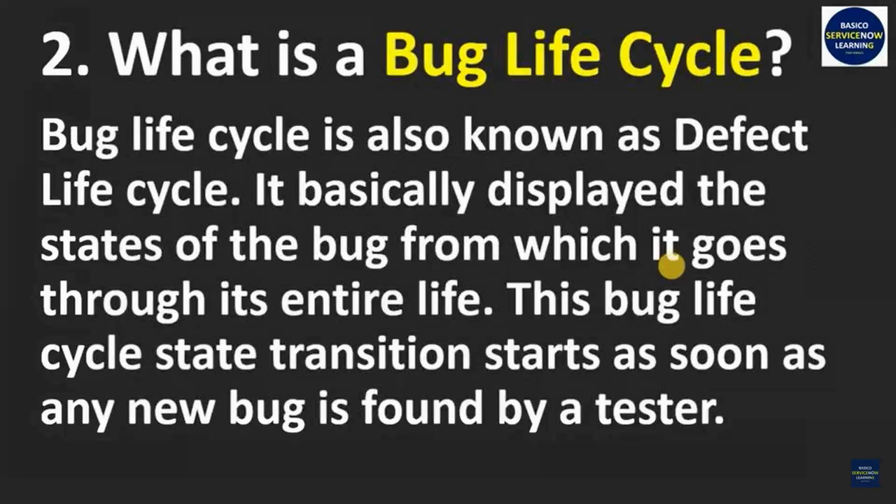Okay, so let's see what is a bug life cycle. So friends, bug life cycle is also known as a defect life cycle. It basically displays the states of the bug through its entire life. This bug life cycle state transition starts as soon as a new bug is found by a tester. Bug life cycle basically contains the different states of a bug and their transitions, that is, how a particular bug moves from one state to another state. So let's see what all states are there in bug life cycle.